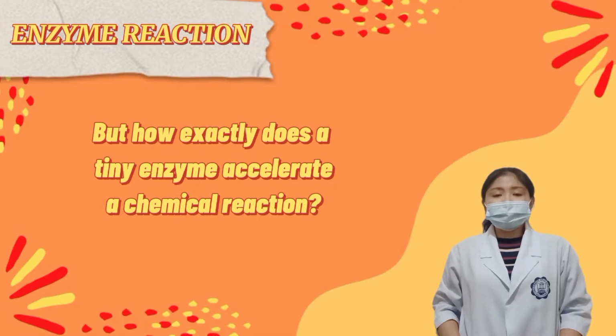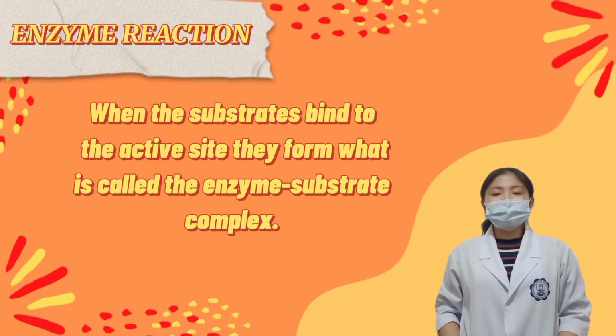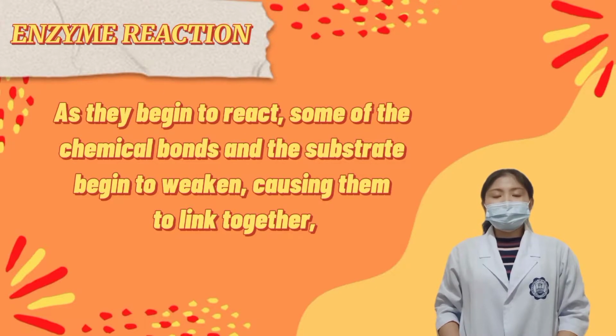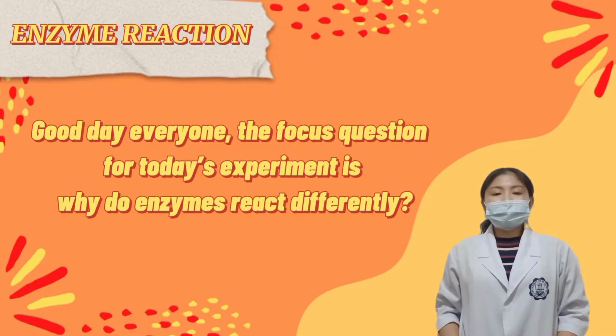But how exactly does a tiny enzyme accelerate a chemical reaction? Enzymes are highly selective, and a substrate binds to a specific region known as the active site. They lower the activation energy of a reaction. When the substrates bind to the active site, they form what is called the enzyme-substrate complex. As they begin to react, some of the chemical bonds in the substrate begin to weaken, causing them to link together, and the chemical reactions at the active site eventually lead to a different molecule, which is referred to as a product.